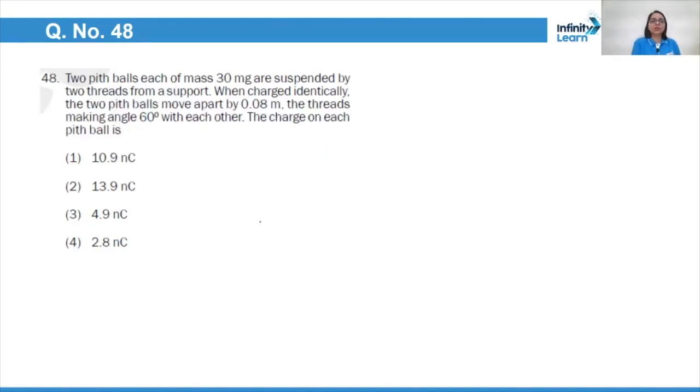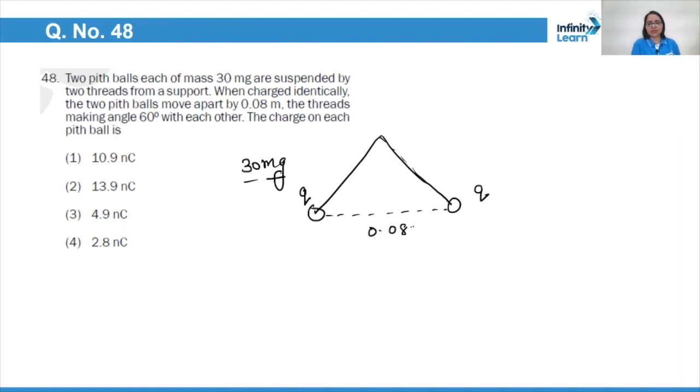Question number 48. Two pith balls, each of mass 30 mg, are suspended by two threads from a support. When charged identically, the pith balls move apart by 0.08 meter. The threads make an angle 60 degree with each other. The charge on each pith ball is. So this is the situation now. We are providing equal charges Q and Q, and because of that these two balls move apart and the distance is 0.08 meter. Right, so if you look at first ball, it will experience mg in downward direction, tension over here, right?